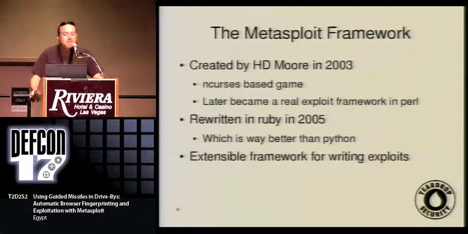Originally, Metasploit was a game. It was an ncurses-based game that you could play anywhere. It later became a full-fledged exploitation framework written in Perl, but Ruby is a lot better. So in 2005, HD and the core dev team at the time, Scape and SpoonM, rewrote the whole thing in Ruby, which of course is way better than Python.